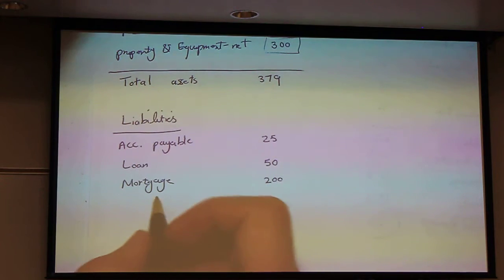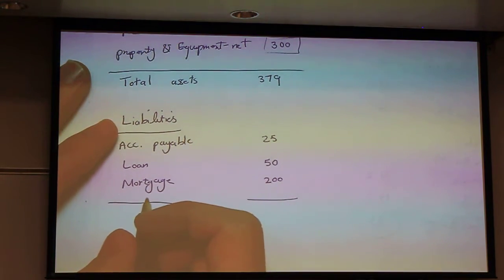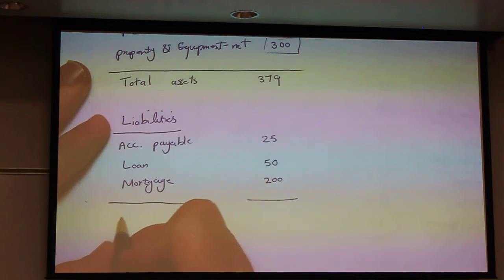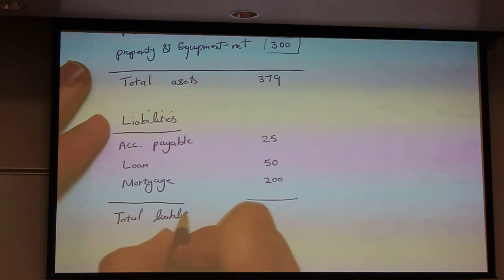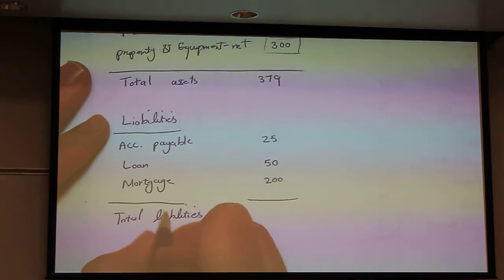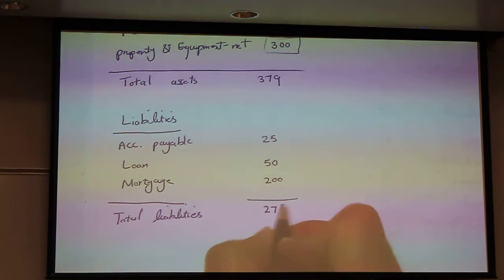So total liabilities, I'm good. I have just 3 items categorized as liabilities. So I have total liabilities as how much? 275.